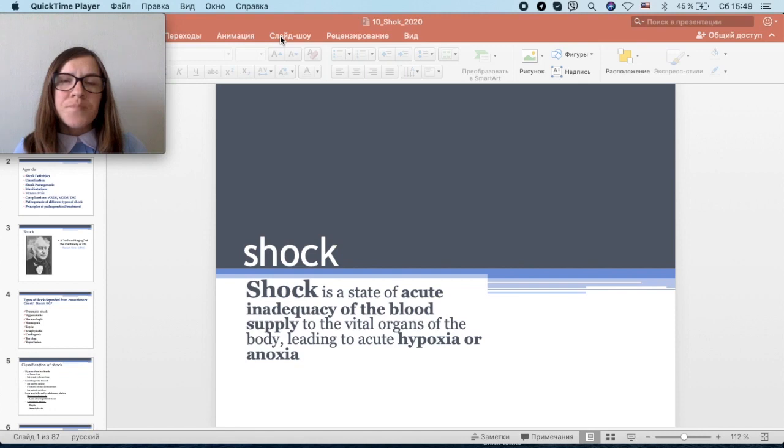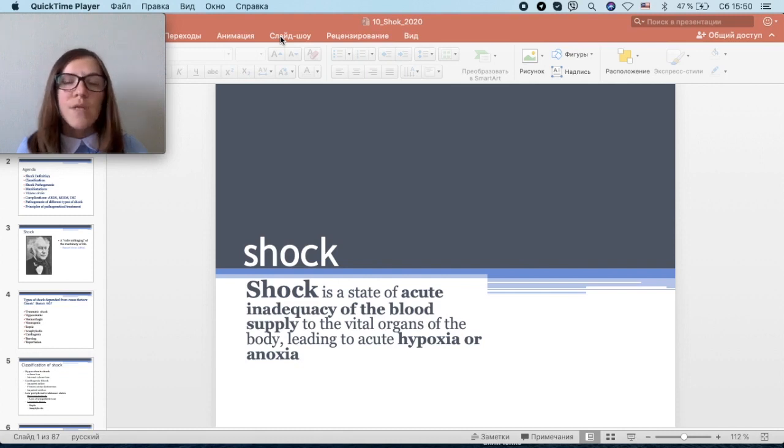You have to be familiar with the mechanism of development of the main complications of shock, such as DIC syndrome, acute respiratory distress syndrome, multiple organ dysfunction syndrome, etc. And one more thing, it doesn't matter which etiological factor leads to development of shock. You have to know that shock, as in some other typical pathological processes, is a typical pathological process.